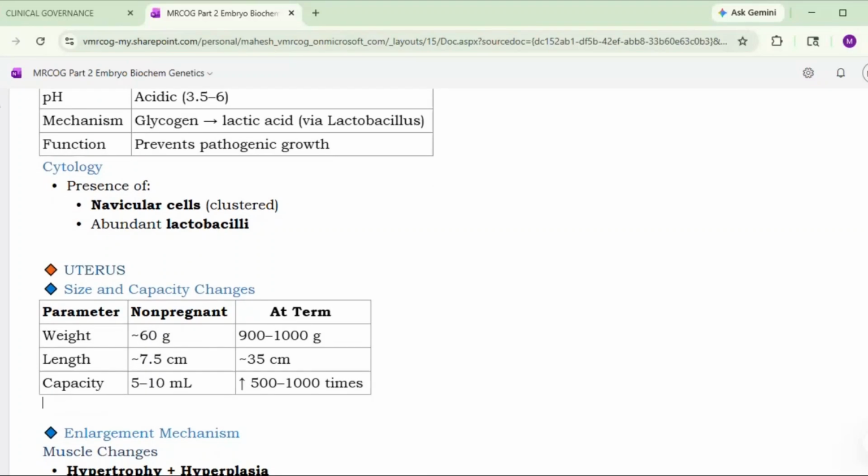Then what about the cytology of the vaginal secretion? There is a presence of navicular cells. These are clustered cells, and you get abundant lactobacilli. So this is the vaginal cytology.